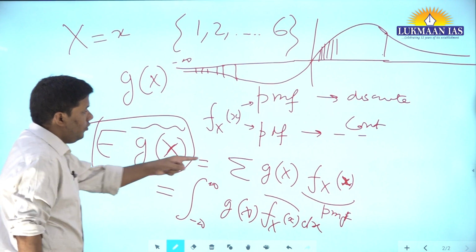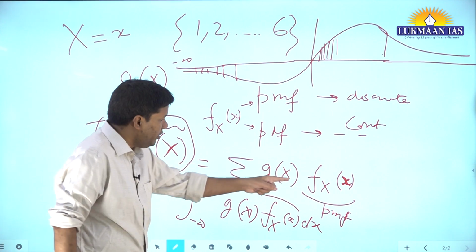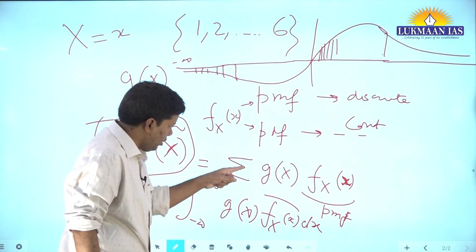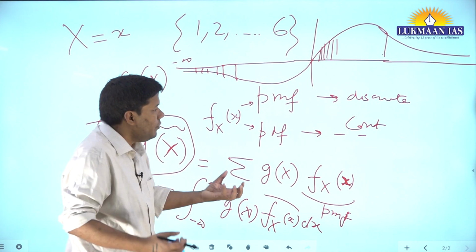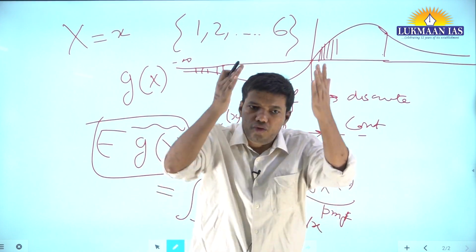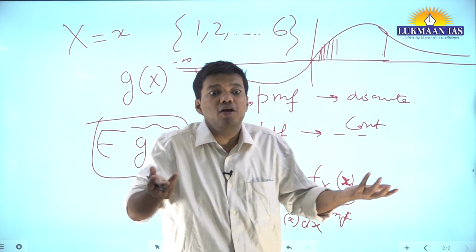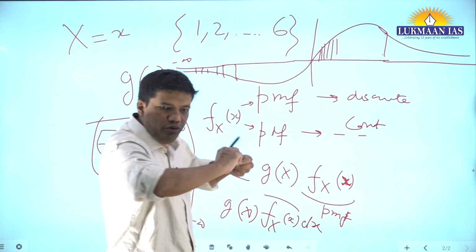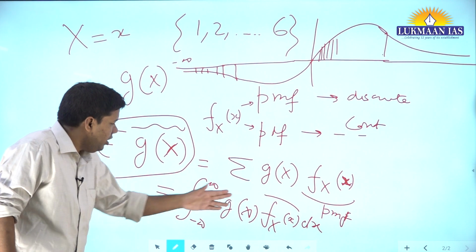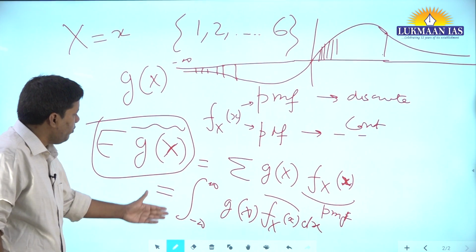In the case of a discrete function, it is given by summation. Why summation? In the discrete case, you assume the mass is there, so you can add them. But in the continuous case, you assume at one point there is no mass. It is distributed according to some function.